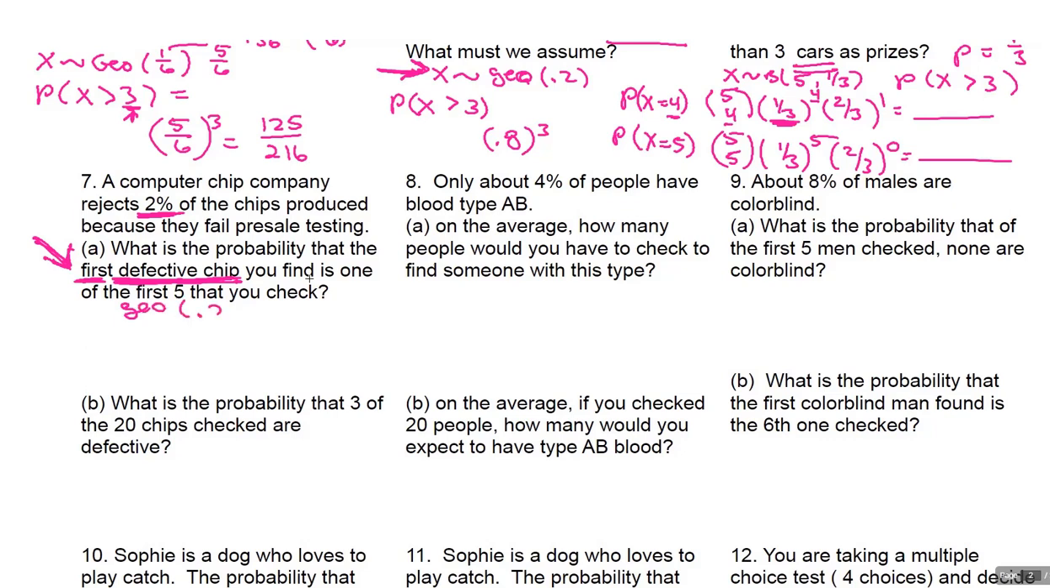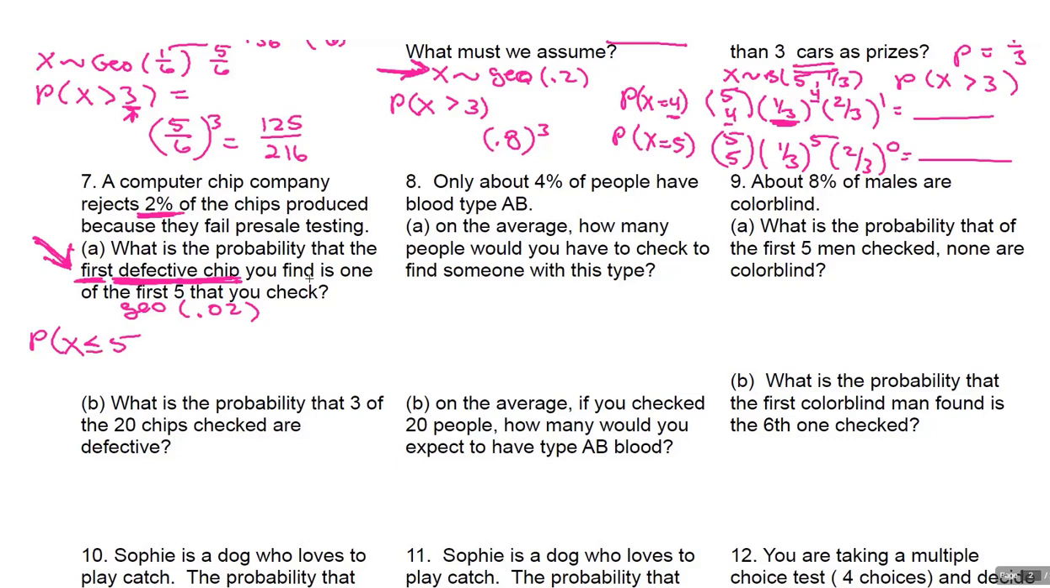And again, the probability is 0.02, because that's the probability of getting a defective chip, right? So when I write my probability statement, I want to find the probability that it's one of the first 5. How do I write that in math? Is it less than 5? It's one of the first 5. Does that mean it could be the 5th one? Yeah. So that means really it's less than or equal to.